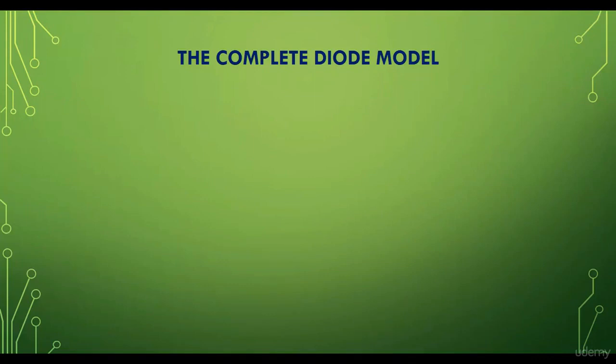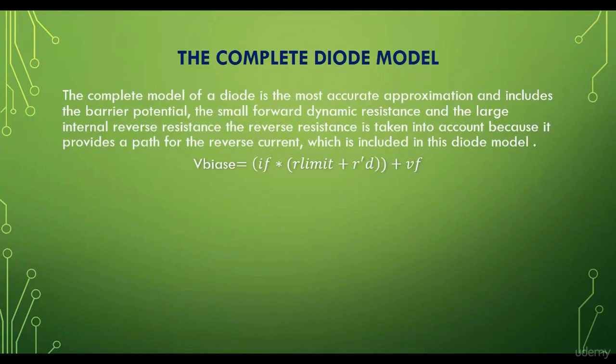The complete diode model. The complete model of the diode is the most accurate approximation and includes the barrier potential, the small forward dynamic resistance, and the large internal reverse resistance. The reverse resistance is taken into account because it provides a path for the reverse current, which is included in this diode model.